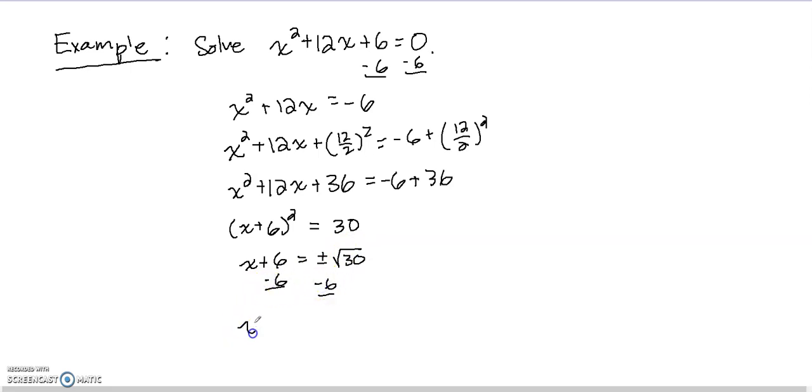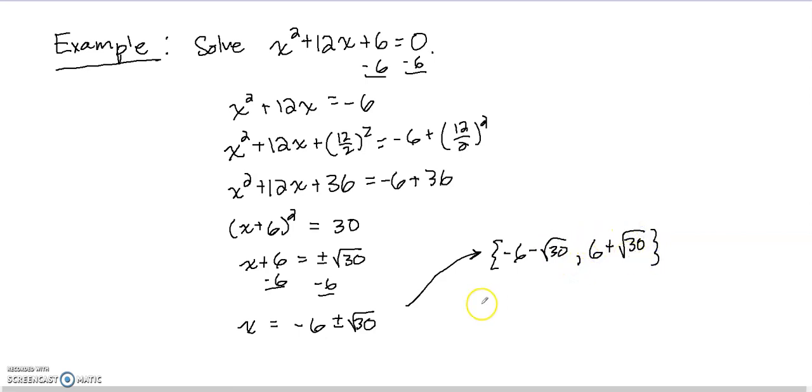So normally the way you write that is just the regular number in front, so x would be negative 6 plus or minus the square root of 30. So your solution set here would be negative 6 minus the square root of 30. The one you subtract is always going to be the smaller value, or negative 6 plus the square root of 30. And again, we could use decimal approximations for both.